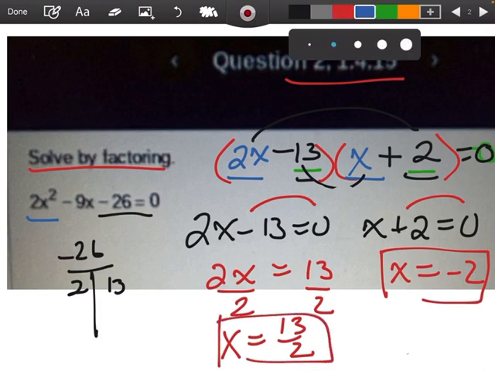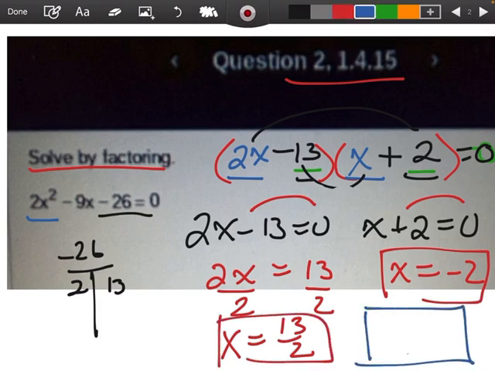Now, y'all, last thing I'm going to say, remember, when you're entering your answers in MyLab, you're not going to write the x equals. You're just going to put 13 over 2, comma, negative 2.